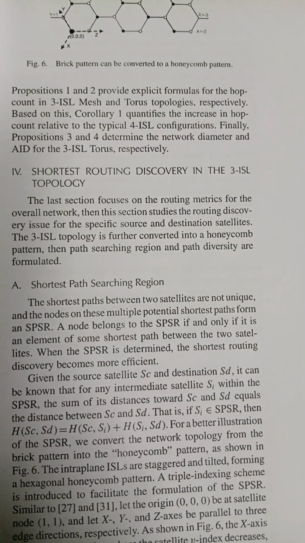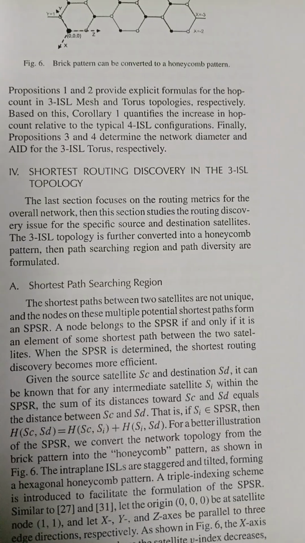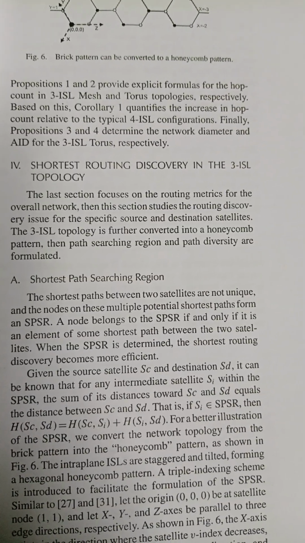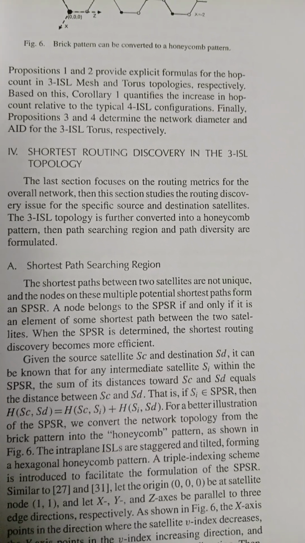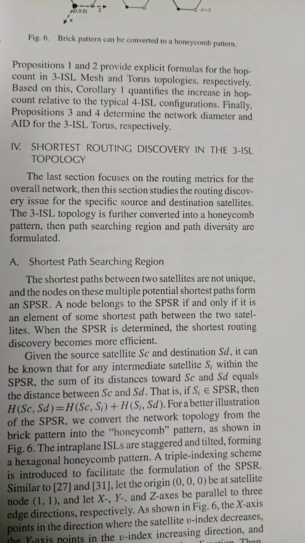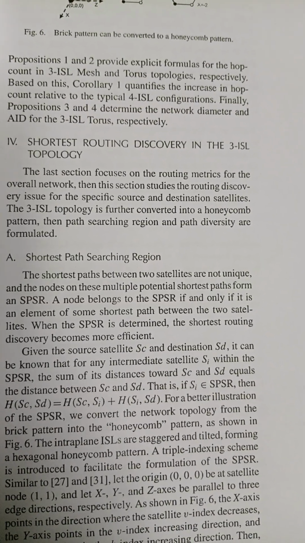The shortest paths between the two satellites are not unique, and the nodes on these multiple potential shortest paths form an SPSR. A node belongs to an SPSR if and only if it is an element of some shortest path between the two satellites.